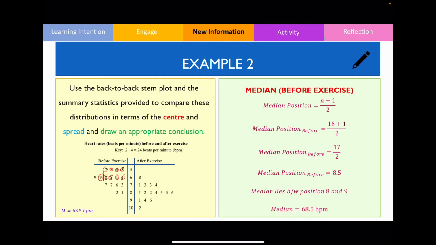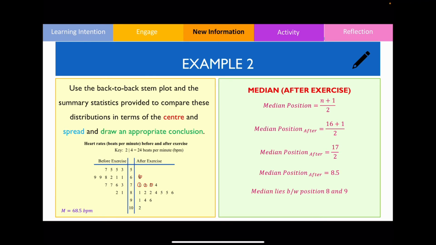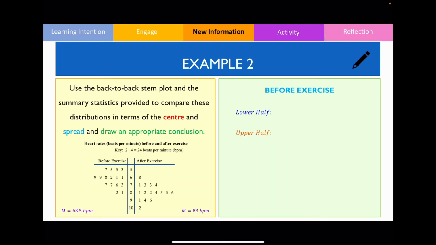Let's now do the same thing to find out the median for after exercise. So again, 16 plus 1 is going to equal 17, divided by 2 is going to equal 8.5. So similarly, the median value can be found in between the 8th and 9th term. So again, 1, 2, 3, 4, 5, 6, 7, 8, 9. So therefore, our median value is going to lie in between 82 and 84, which in this case corresponds to 83.